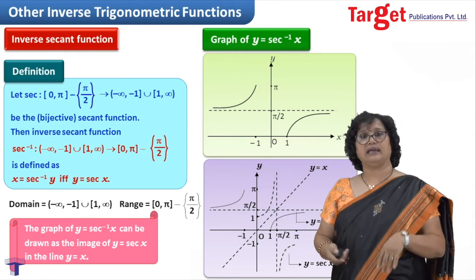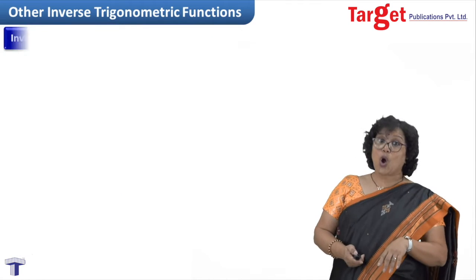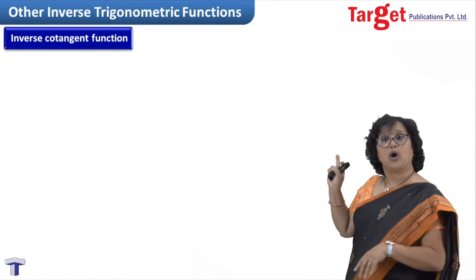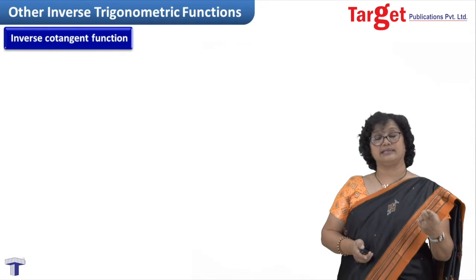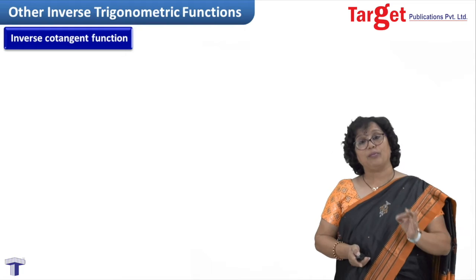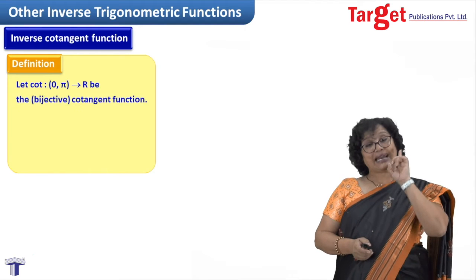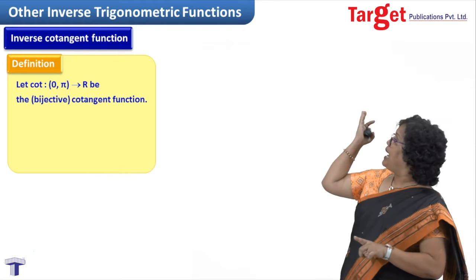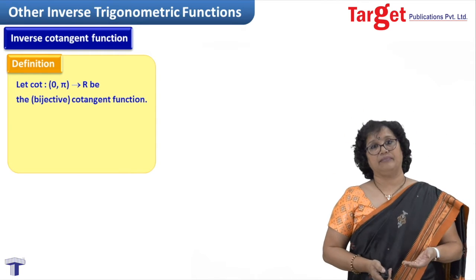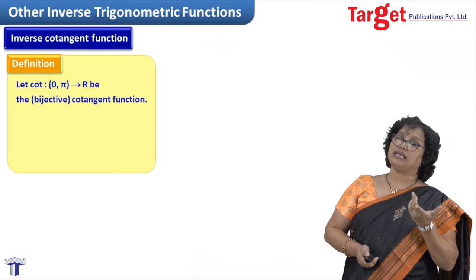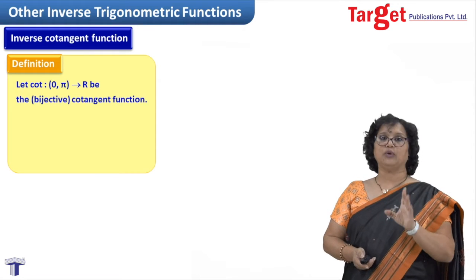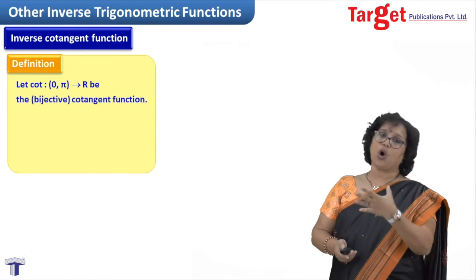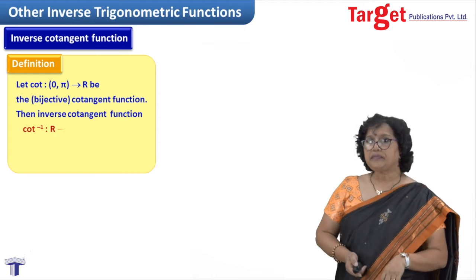Now, which is remaining? That is nothing but cot inverse. So we go for the inverse cot function. Again, my exercise is to choose the correct domain and codomain. The correct domain we choose is 0 to pi, and then I have taken the codomain as R. I made sure that it is a bijective function. So I am free to use the word codomain or range.